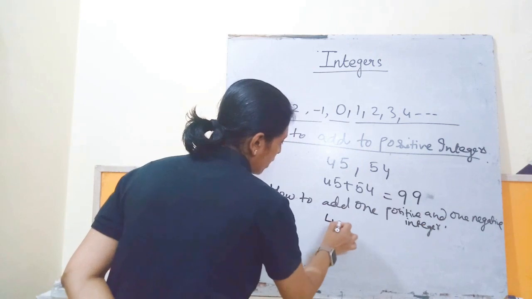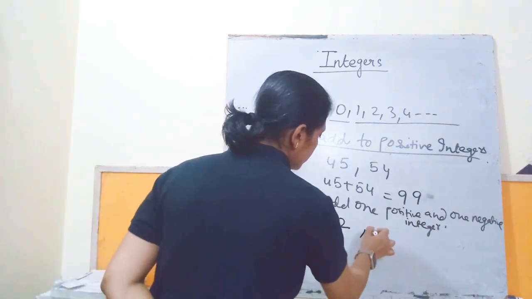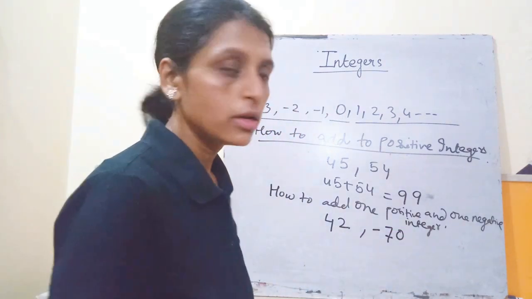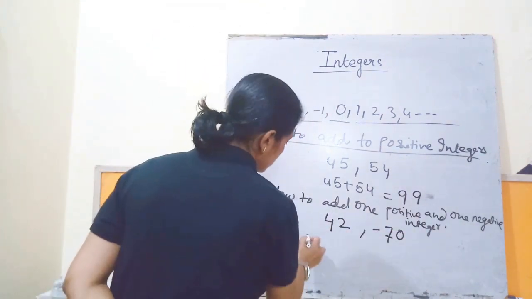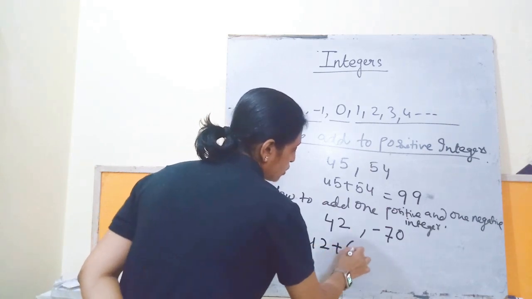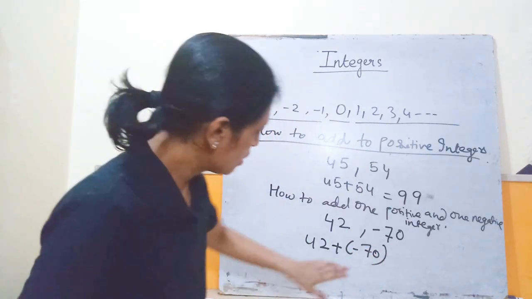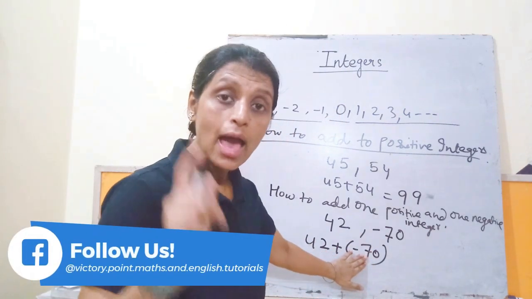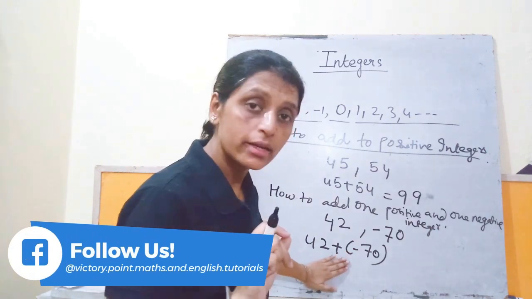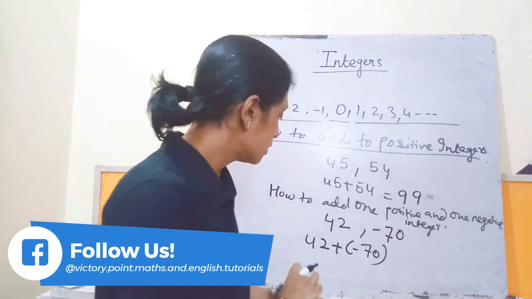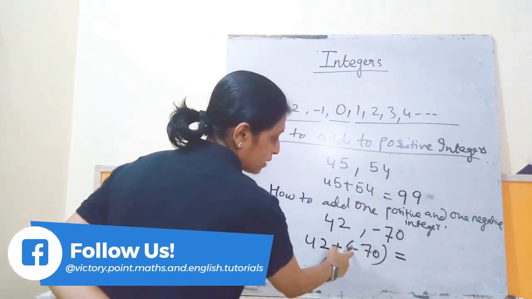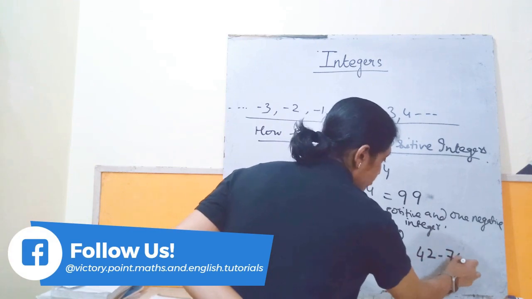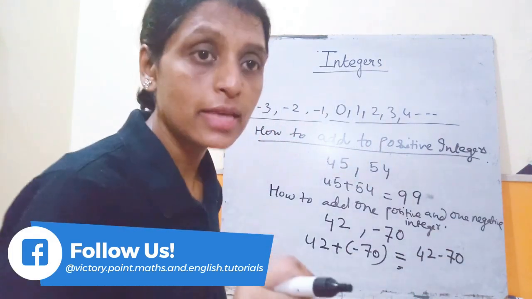For example, if we are having 42 and minus 70. Okay, so here one is positive and one is negative. So when, children, one is positive integer, one is negative integer, and we have to add it. Okay, but here this sign, the minus plus becomes minus. Okay, it means we have to subtract, the sign changes.